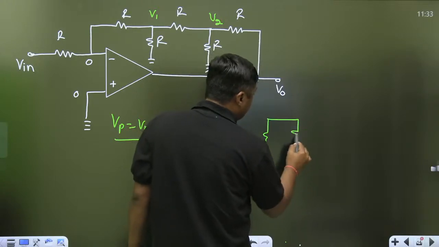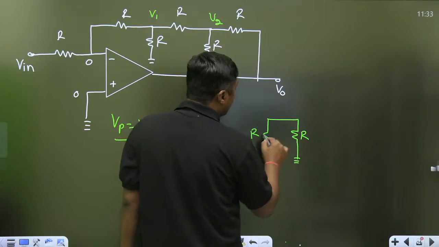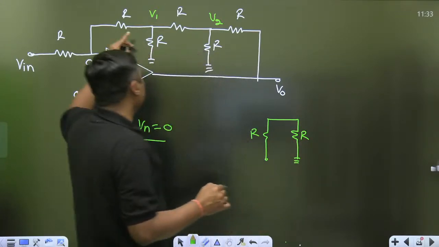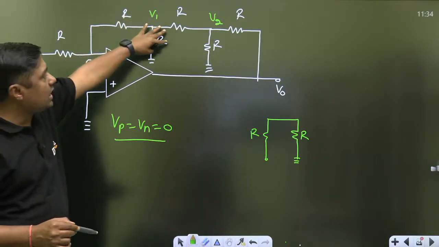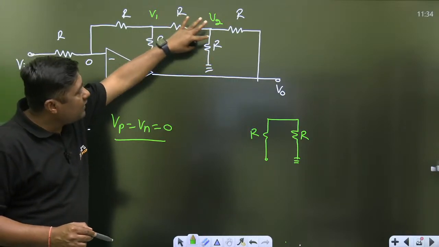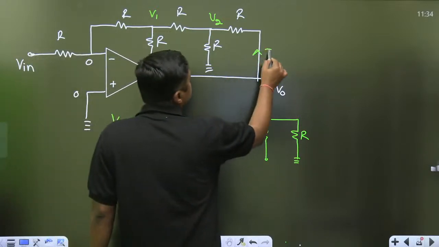This is virtual ground, this is physical ground, no problem. This is R parallel with R, right? Now R by 2, right? R parallel with R by 2, and plus add this R, then this R, right? And finally you can divide the current here.